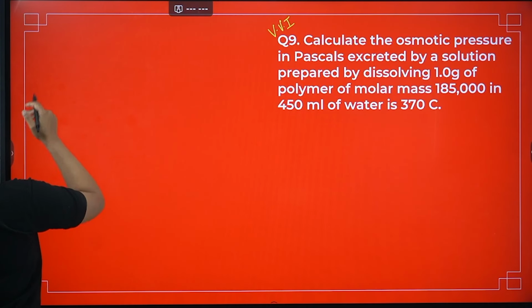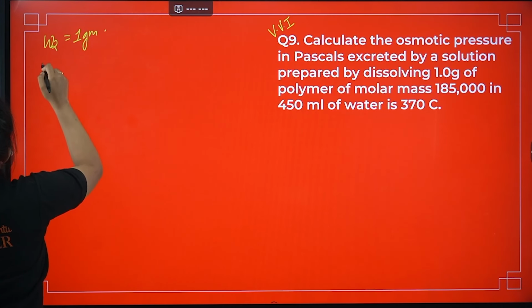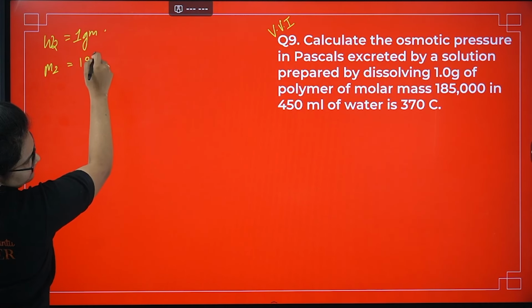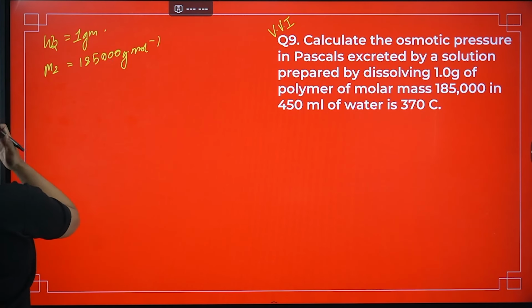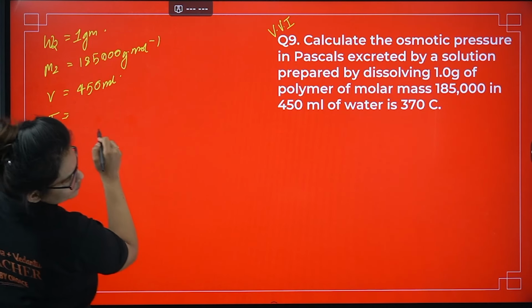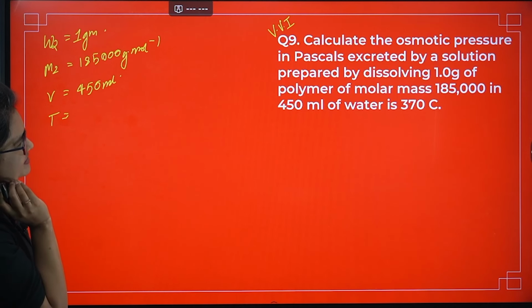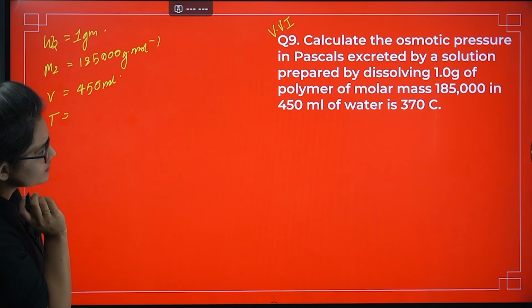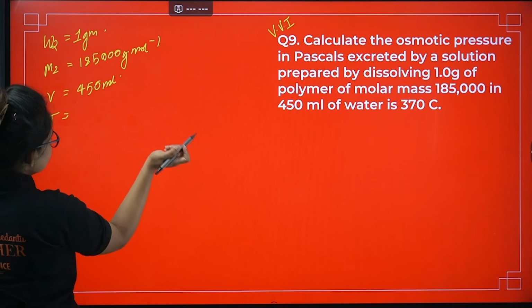So what are the things given at first? Weight of the solute, that is W2, is basically 1 gram. Molar mass of the solute, M2, is also given, 185,000 gram per mole. Volume of the solution is also given, 450 ml. Temperature is given as 370 degrees Celsius. Degree Celsius means you have to convert it into Kelvin.